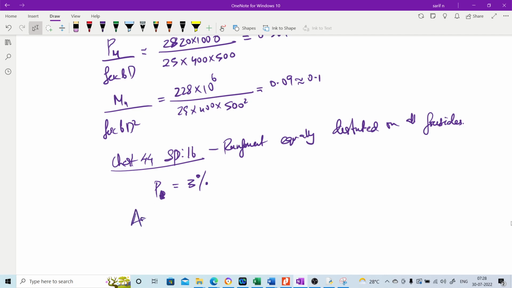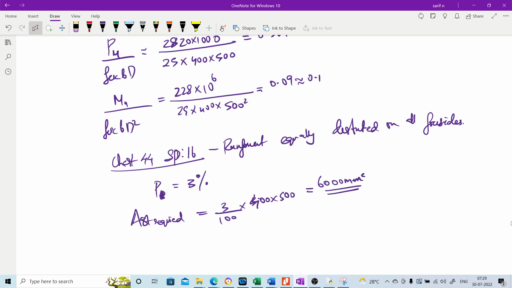So let us find out the AST that is required. So AST required will be 3 divided by 100 into B into D. B is 400 and D is 500. So 6000 mm square is the AST required.